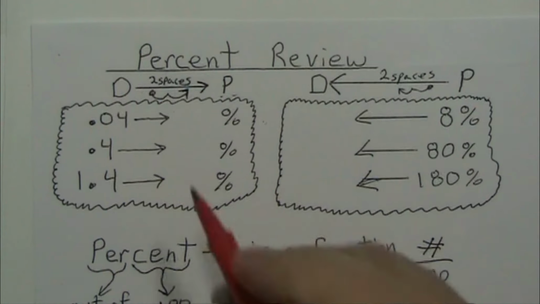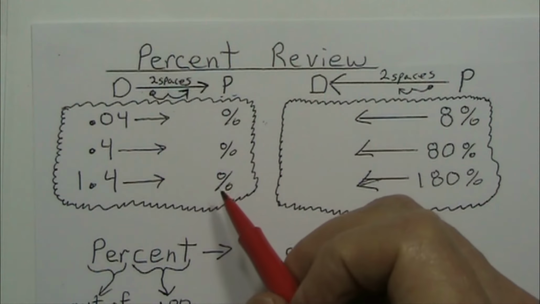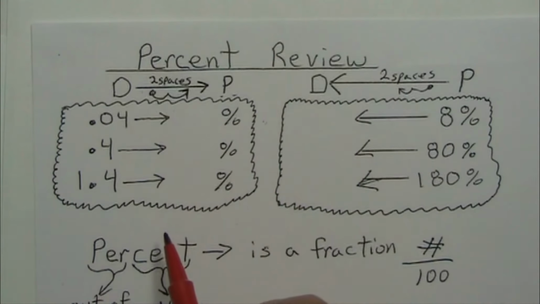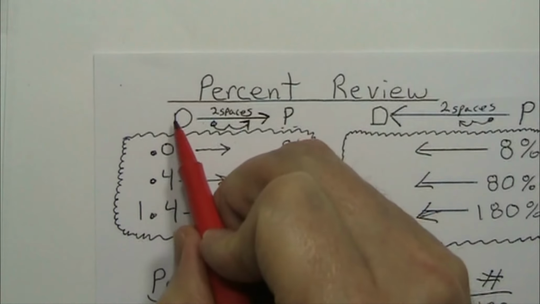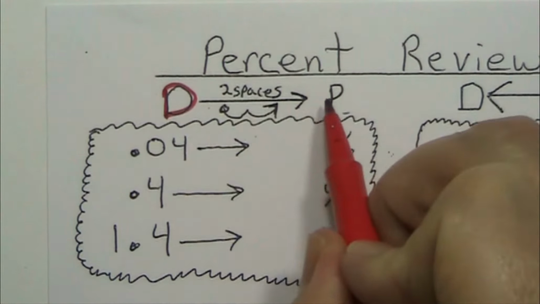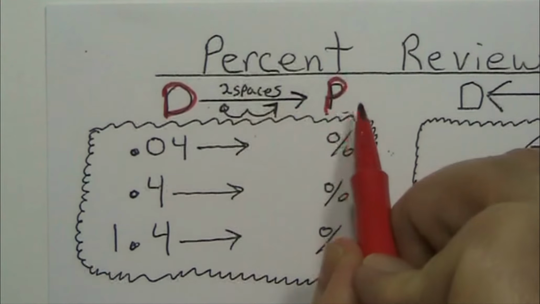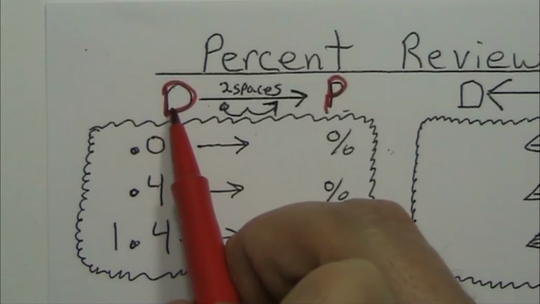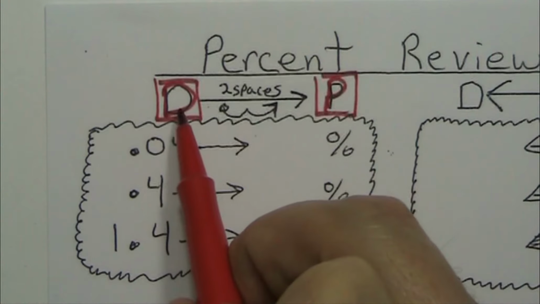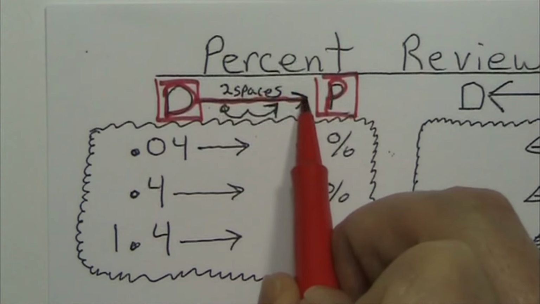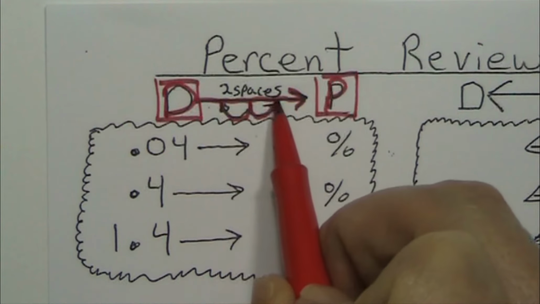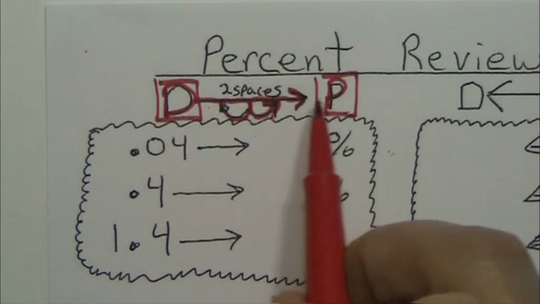Okay, let's review some little shortcuts that will help us deal with percentages. Let's start with this. Let's say you have a decimal number and you want to change it to percent. Think of the alphabet. In the alphabet, the letter D comes before the letter P: decimal, percent. So to go from decimal to percent, you go this direction 2 spaces. You move the decimal 2 spaces this direction, decimal to percent.